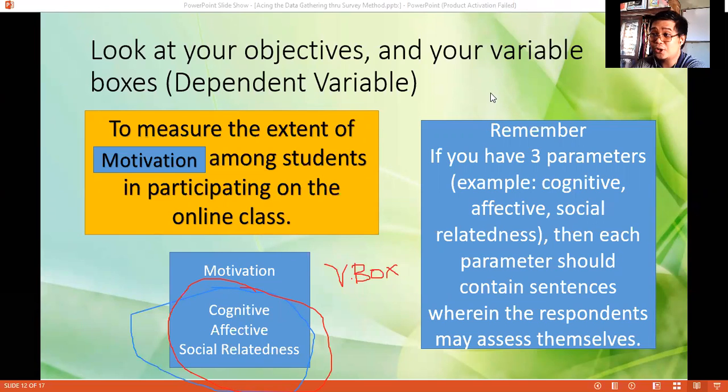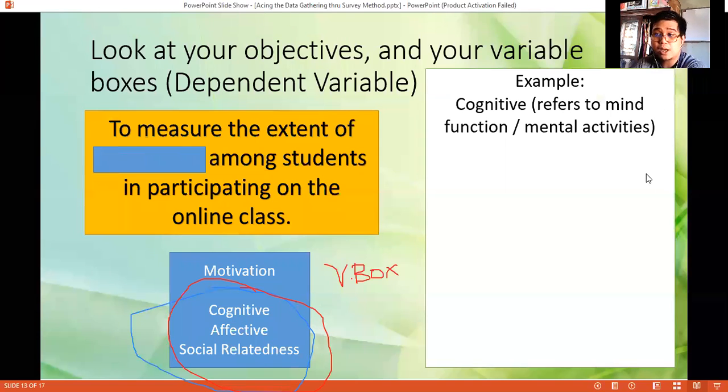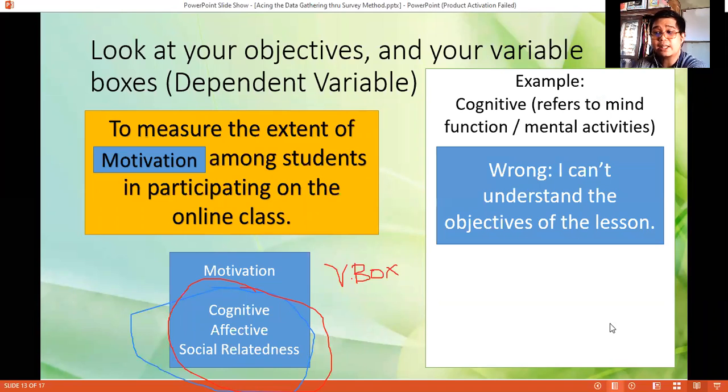Okay? So an example of it is, for example, cognitive. Let's make a sentence for cognitive. It refers to your mind function and mental activity. Since this is about online classes, this is wrong: "I can't understand the objectives of the lesson." That is a wrong statement in doing a survey.